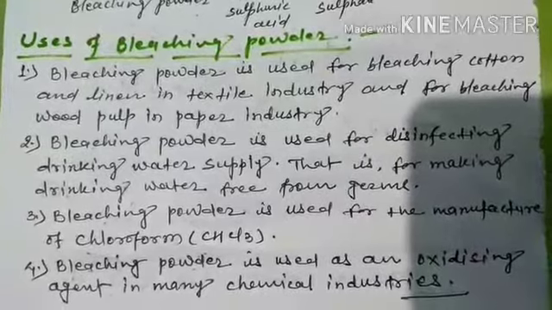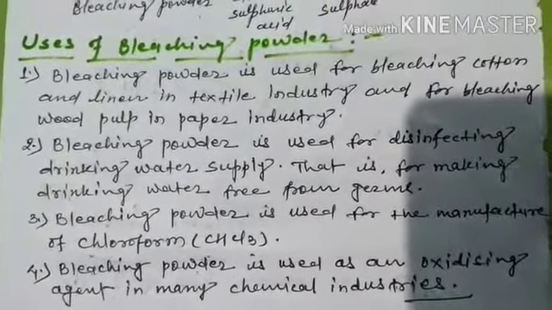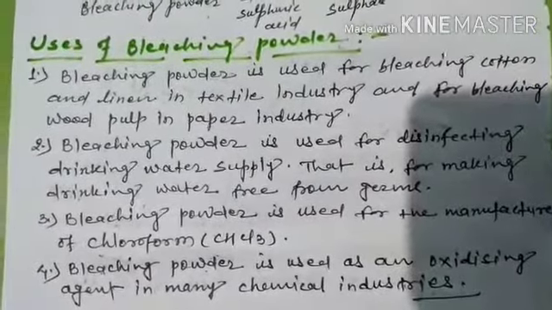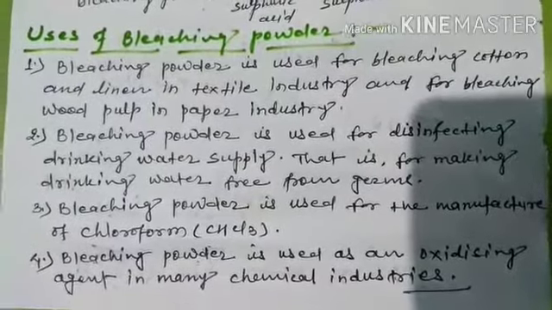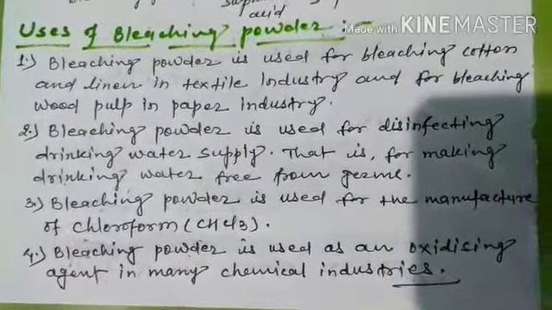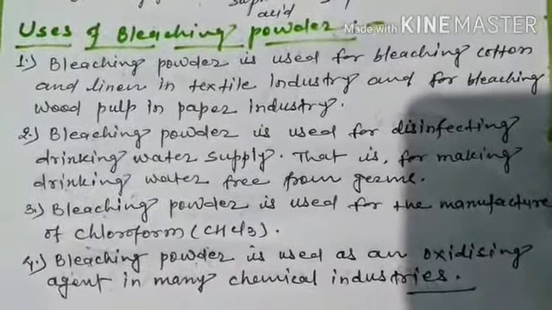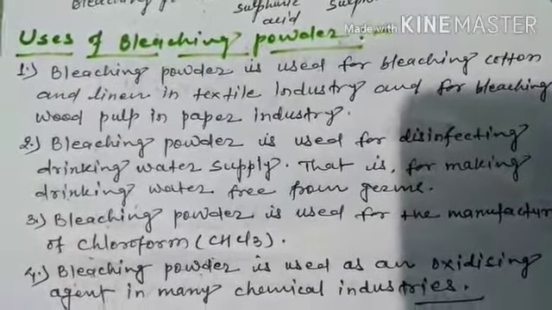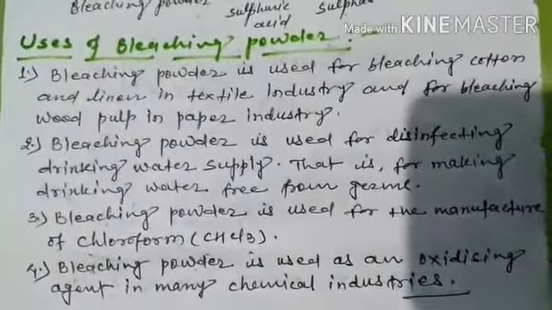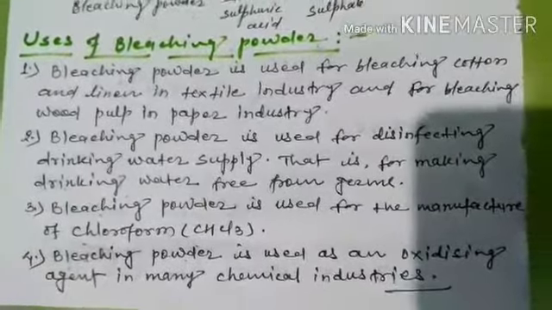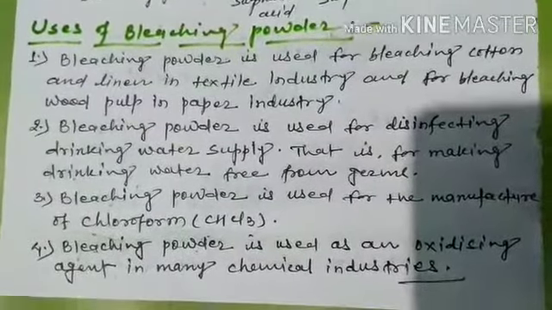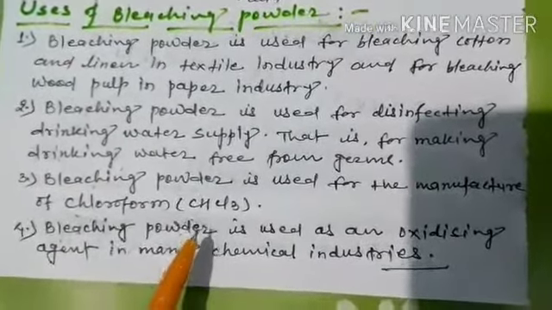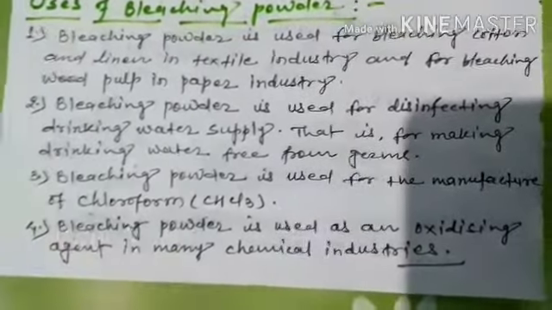So dear students, the use of bleaching powder is very large. On a large scale, bleaching powder is used in our daily life. Bleaching powder is used for the manufacture of chloroform. The formula for chloroform is CHCl3. Bleaching powder is also used for preparing chloroform.